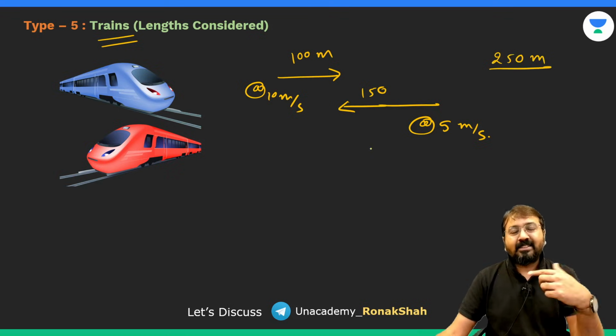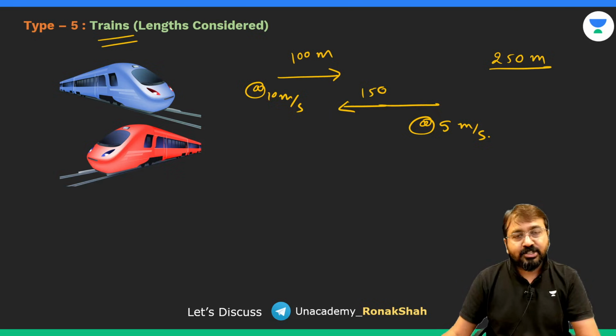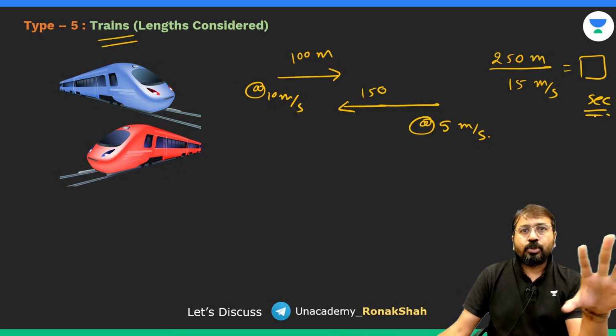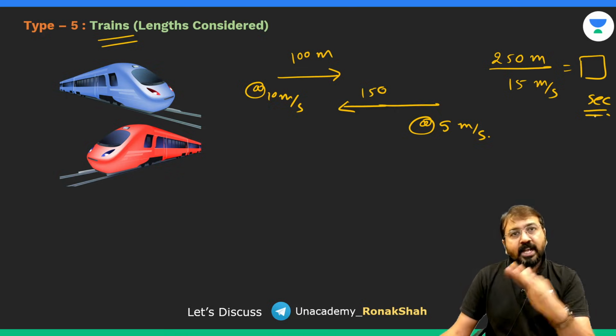At what speed? At the relative speed. Since they are traveling in opposite directions, the relative speed will be the sum of the speeds. So it will be straight away 15 meter per second. So this will be the answer. It will take this many seconds. I'm sure you would be aware of this concept, and we'll look at questions based on this.